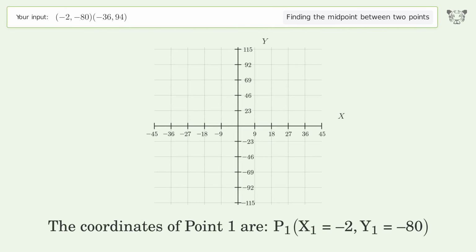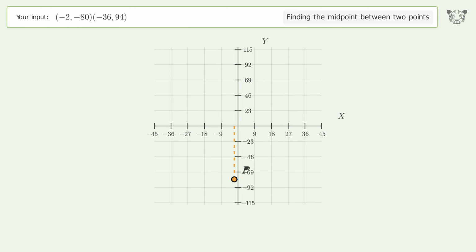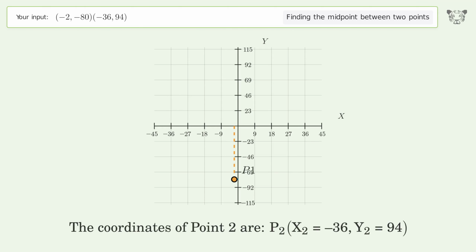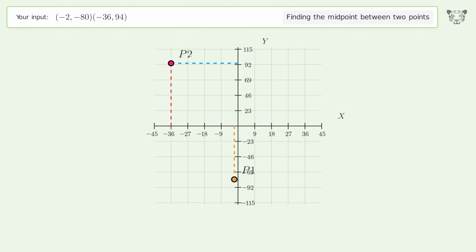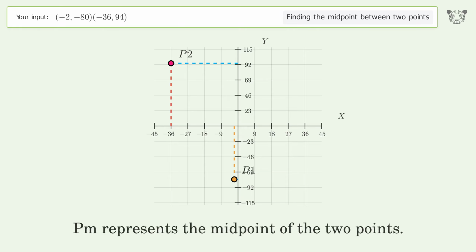The coordinates of point 1 are x1 equals -2, y1 equals -80. The coordinates of point 2 are x2 equals -36, y2 equals 94. PM represents the midpoint of the 2 points.